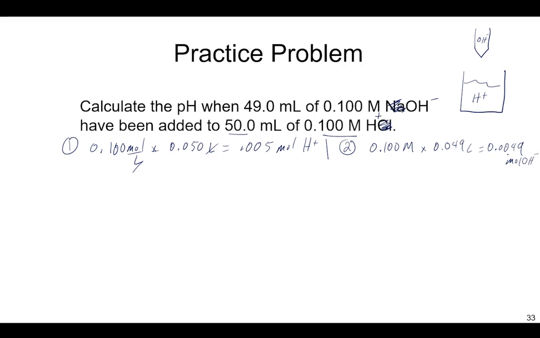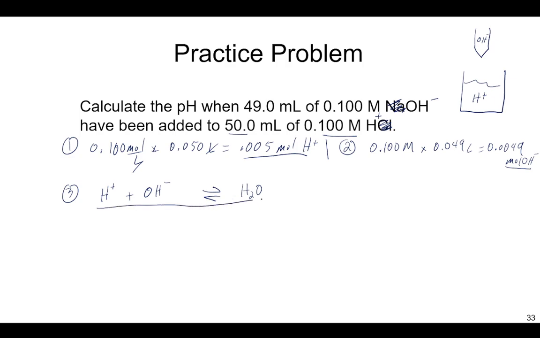0.0049 moles of OH minus. Okay, step 3, ice chart. But I'm using moles in my ice chart. And what is the reaction that's happening here? Well, I have an acid just floating there, which I'll call H plus, and I'm adding to it this strong base, OH minus. Those two things are going to neutralize each other to make water.